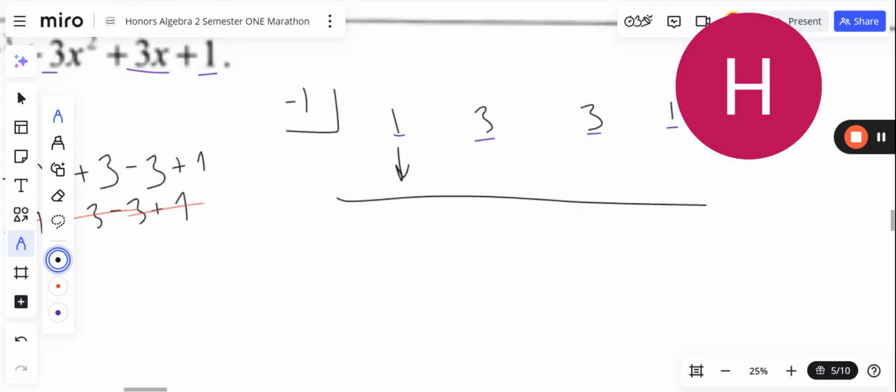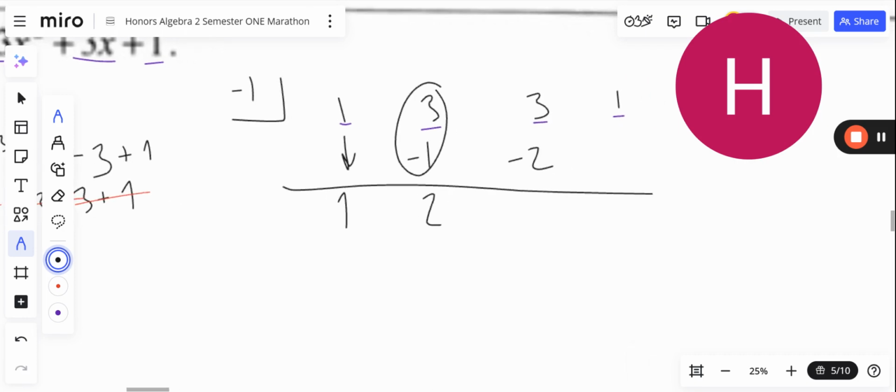So we drop this down, that's a 1, and multiply it by -1. Then add these, we get 2, multiply by -1. Add these, we get 1, and of course multiply by -1, we should get 0 as the remainder. This represents the remainder.